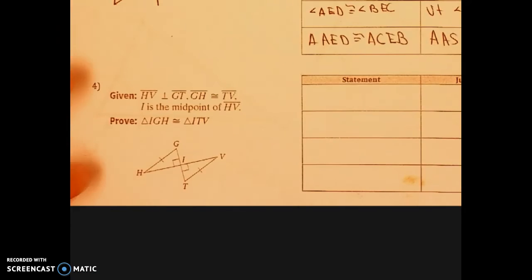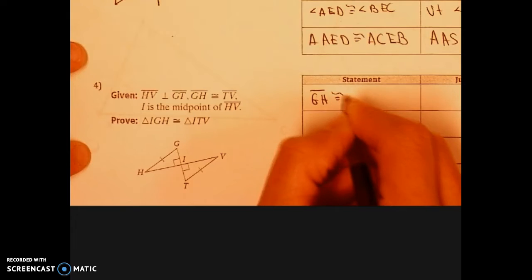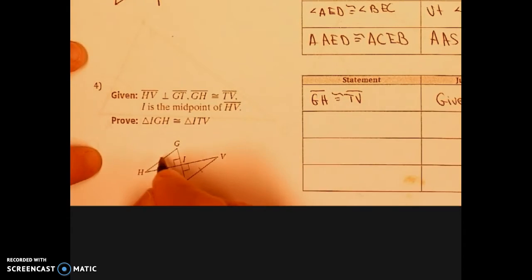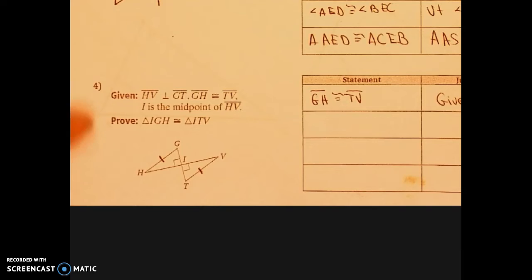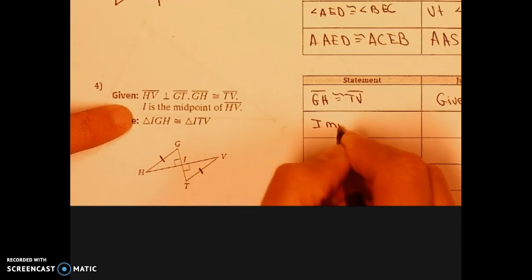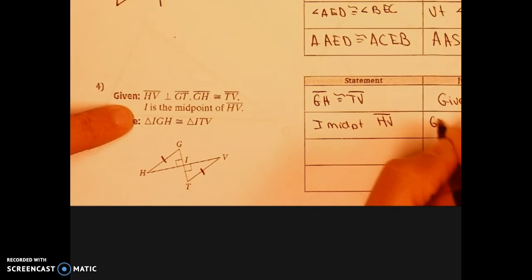Let's go down and take a look at number 4. Again, we're going to start with our given. We have GH is congruent to TV. That is given. So we've marked that. We have I is the midpoint of HV. And again, that's given.